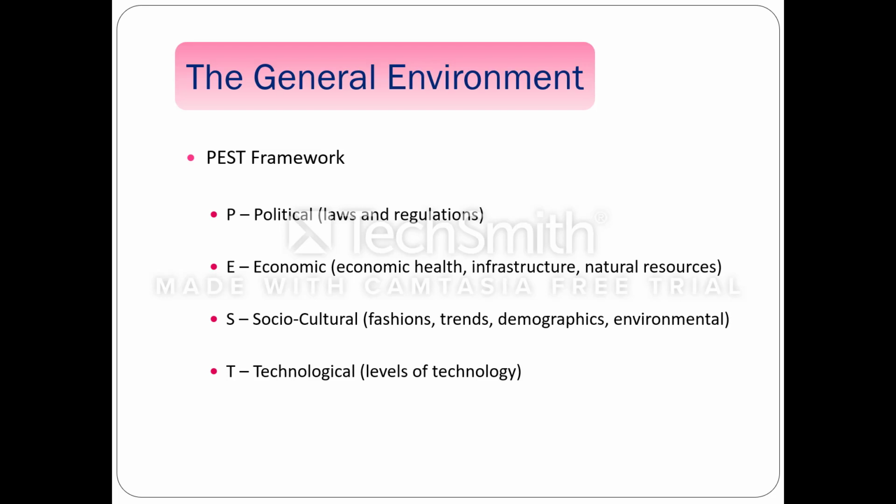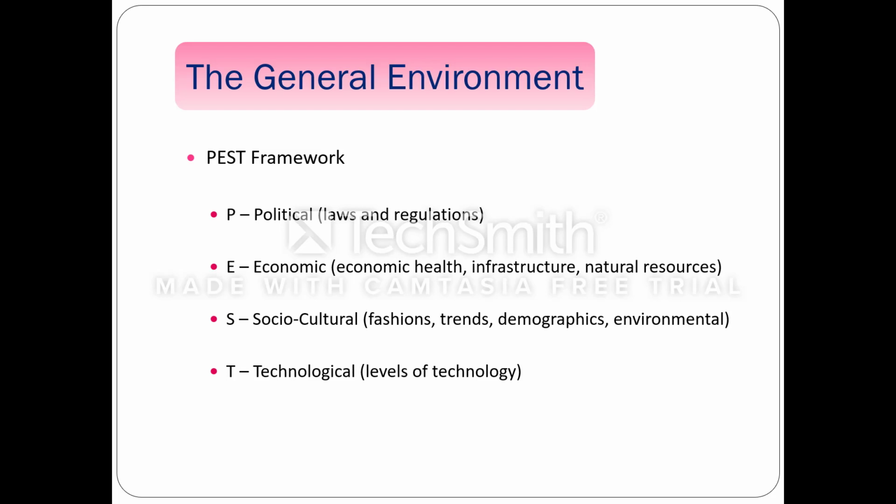So the second thing to note about each of these headings, the first was they're much broader than their first sound. The second thing to note is that every country will have a different general environment. Clearly different countries have got different availability of natural resources, different infrastructures, economic conditions, political systems, laws, regulations and so on. S, so this covers factors such as fashions, taste, trends, demographics, attitudes to work, attitudes to free time, attitudes to ethics, attitudes towards the environment, and finally T, levels of available technology.